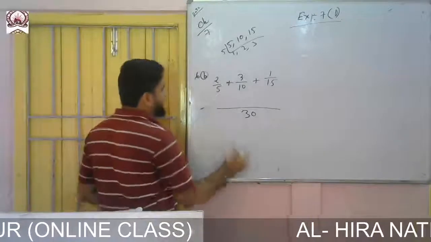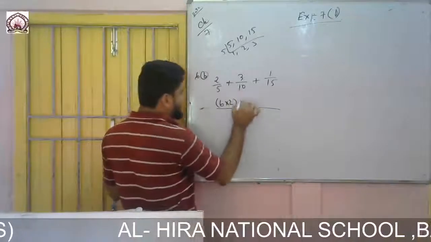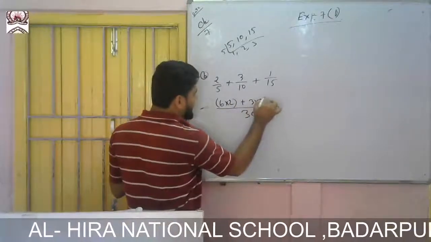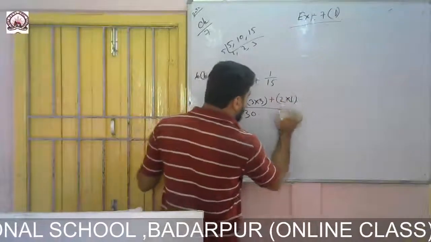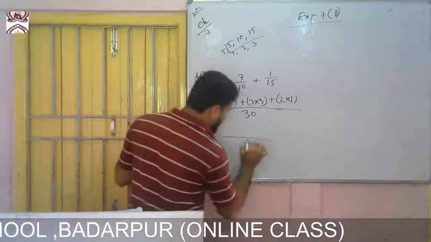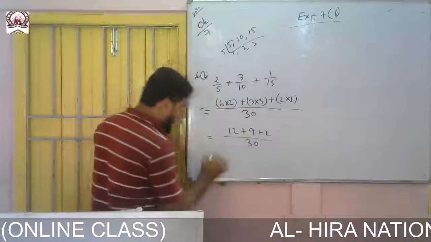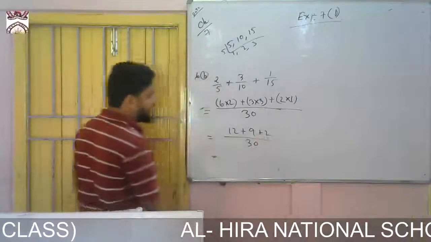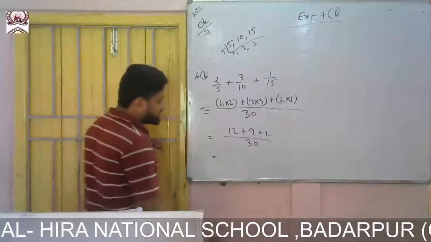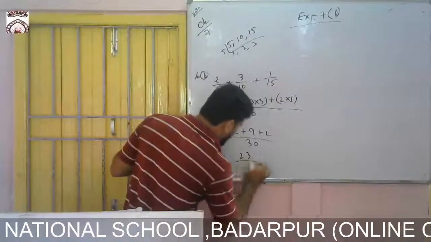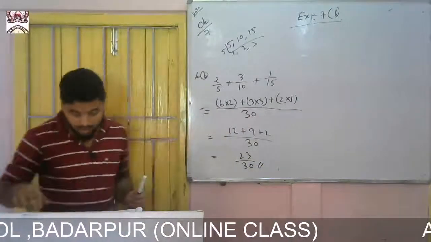Now divide: 5 6 jar 30, so 6 into 2. Okay, and 10 3 jar 30, plus 3 into 3. Now 15 2 jar 30, 2 into 1. Now you add. So 12 plus 9 plus 2. 12 plus 2 it is 14. 14 plus 9, 23. 23 by 30. Okay, 23 by 30. Now come to question number D.